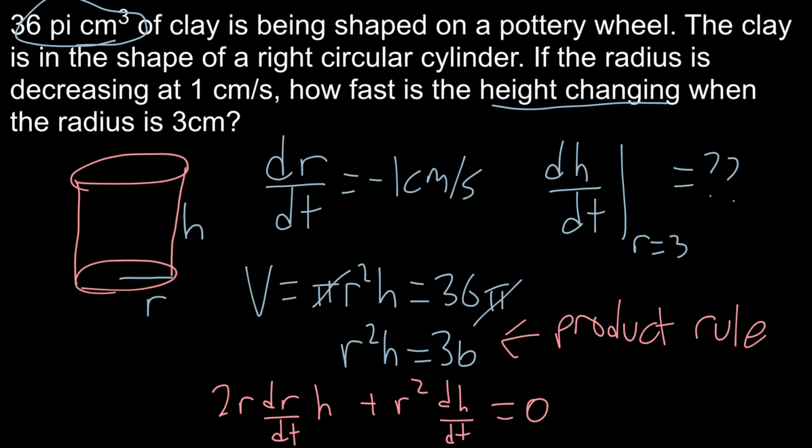Now, looking at this equation we have here, r is known because the radius is 3. dr/dt is known as minus 1. h is unknown, so we're going to need to do some work on h. But again, r squared is known, and dh/dt is the rate we're looking for. So our last problem here is going to be to figure out what h is.